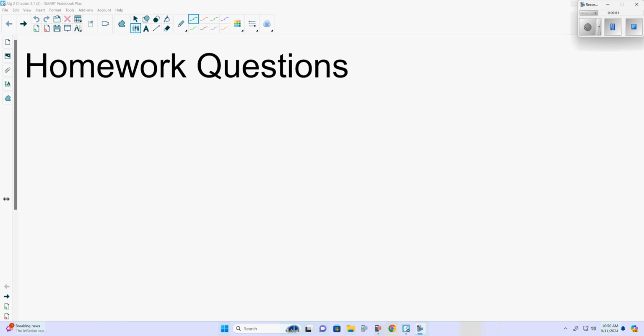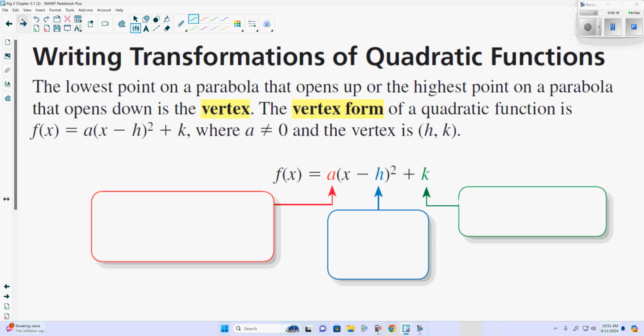Are there any questions over the homework? Any questions over the homework before we get started today? Okay. No cheat from yesterday. No cheat from yesterday. Yes.